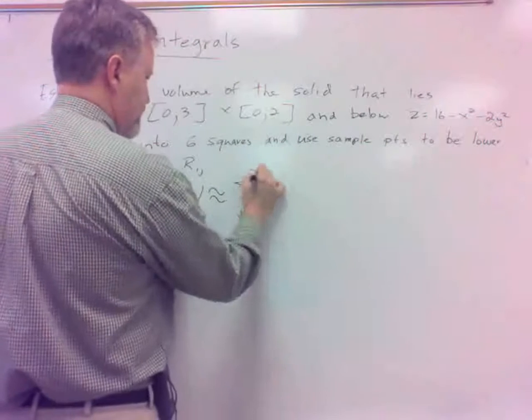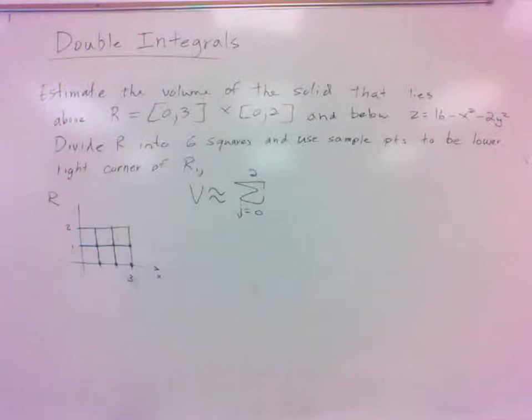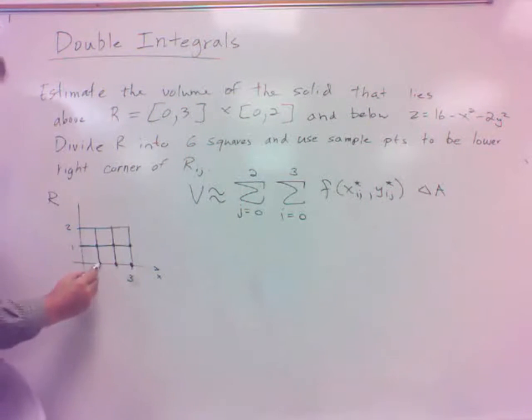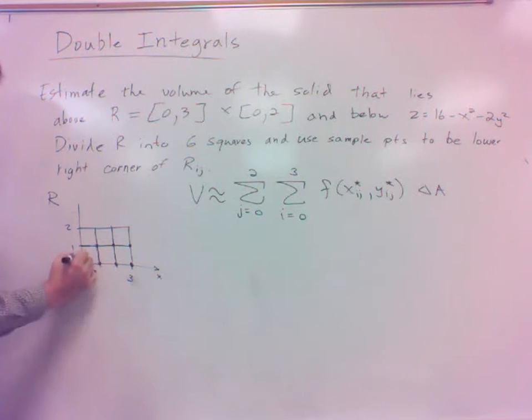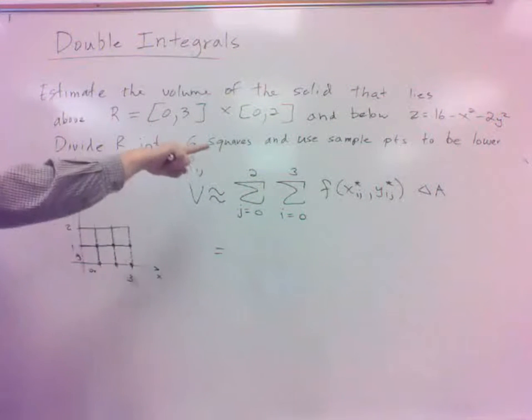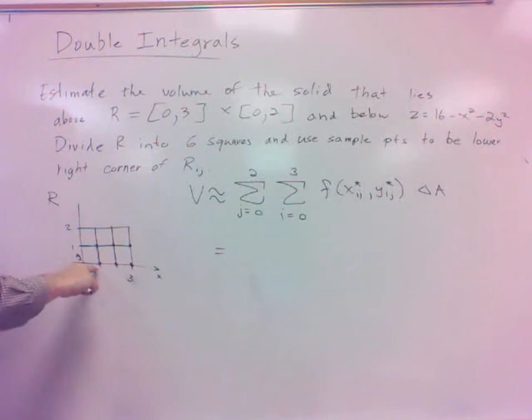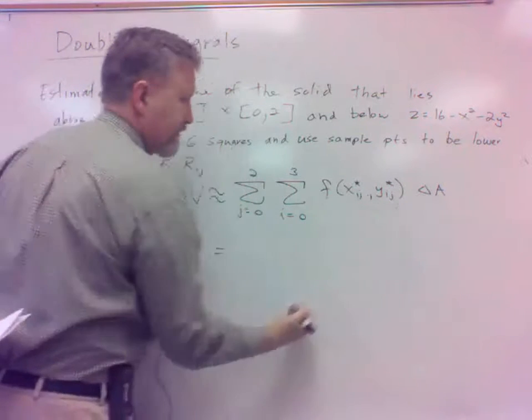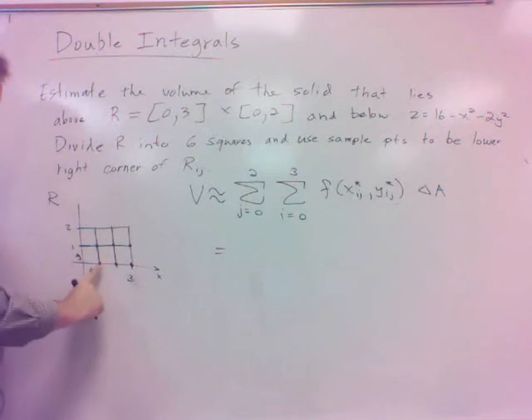All right. So the volume then is approximately equal to, in this case, the double sum, with the j's running 0 to 2. It doesn't matter which, you can do the i's or the j's listed. The good thing about choosing as we have, delta A is just the area of each little sub-rectangle. Remember, delta A is delta x times delta y. Now, (x_ij*, y_ij*), that's where the sample points come in. In this case, what have we got for these right here? Well, we've got these points, the lower right corner. So it's (1, 0), (2, 0), (3, 0).